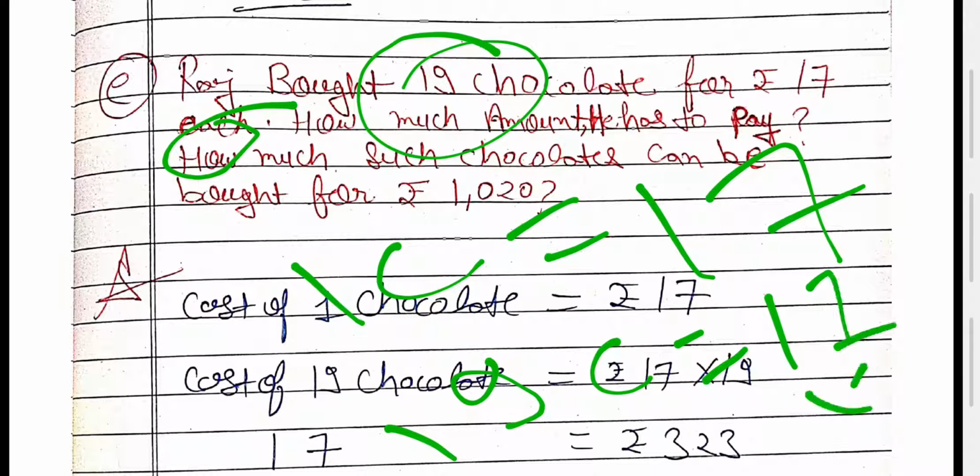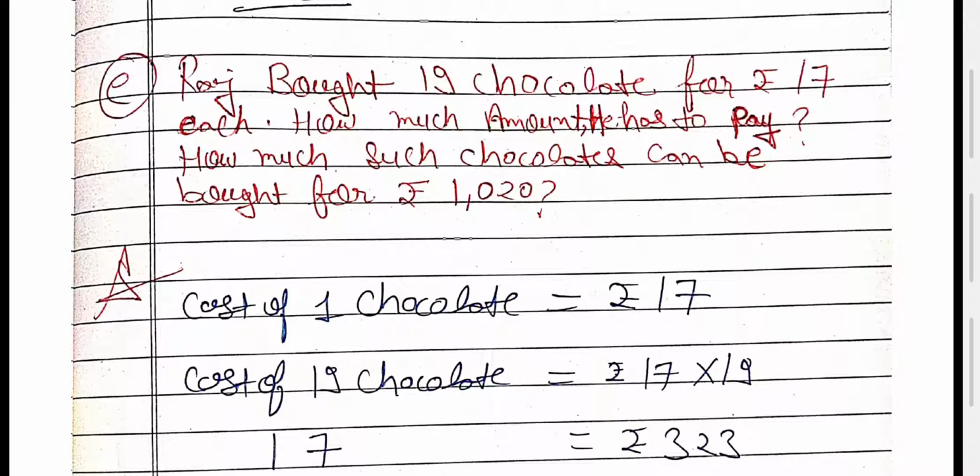Now he purchases 19 chocolates, so the cost will be more. Then what do you do? Multiply. How much amount does he have to pay? First question is how much amount he has to pay. For one chocolate, if he gives 17 rupees, then for 19 chocolates he will give more money. One chocolate 17, two chocolates 34, and for 19 chocolates the money will be more. So what do you do? Just multiply.